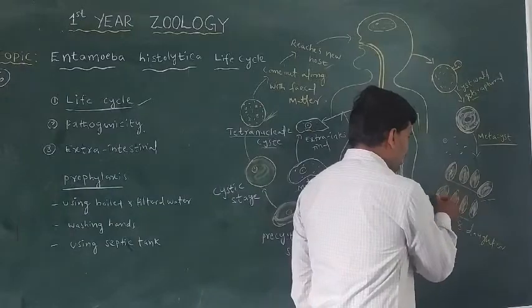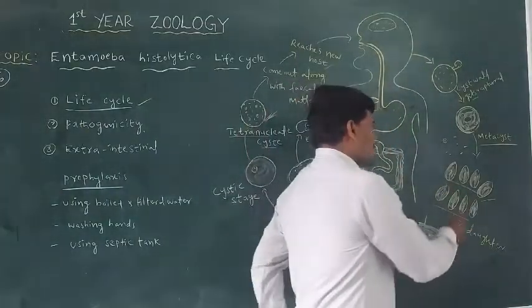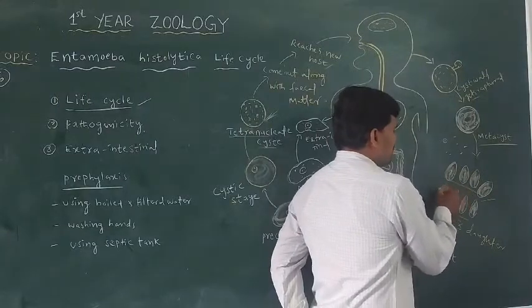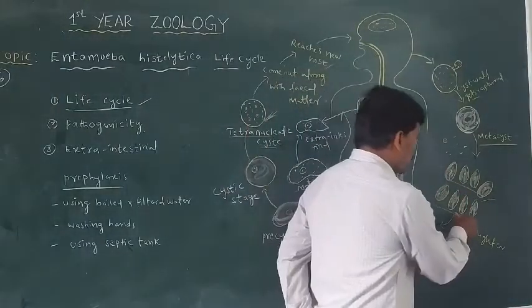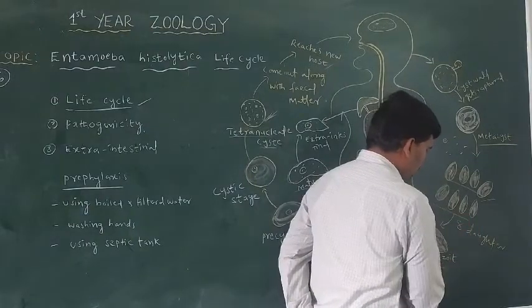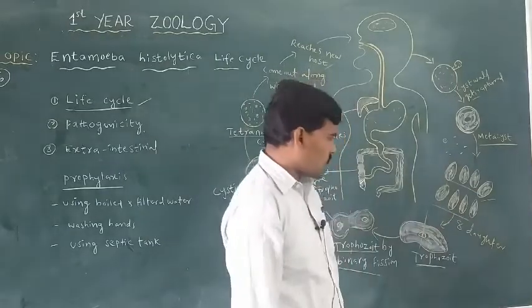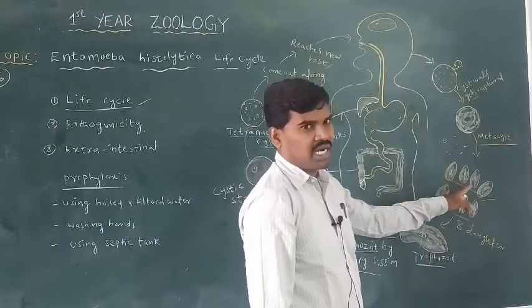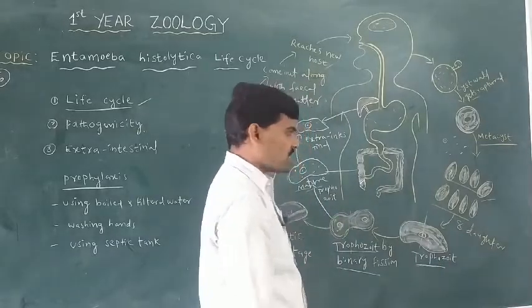Each one of the Entamoebas slowly and gradually increases in size, with growth and development. Each daughter Entamoeba finally transforms into the trophozoite.